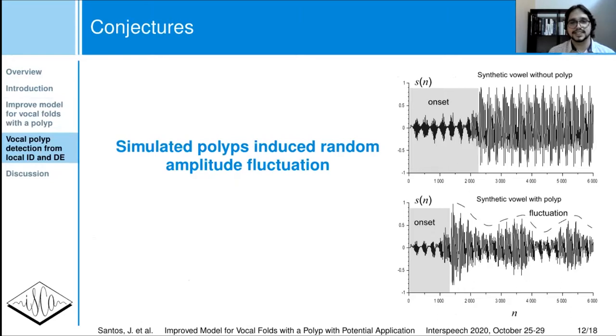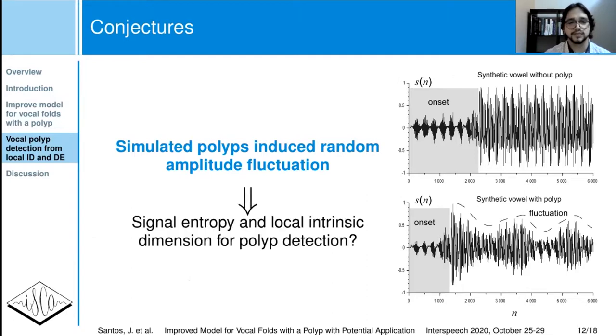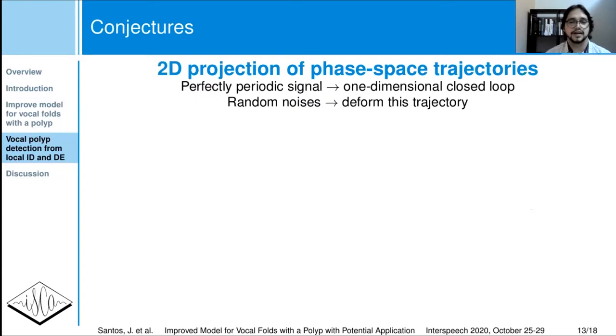So with the synthesized samples, we made some conjectures, and we could see that simulated polyps induced random amplitude fluctuation. As we can see in this figure, after the onset of voice, the vowels with polyp present a relevant fluctuation, and this is not observed in synthetic vowels without polyp. And this observation made us wonder, are entropy and local intrinsic dimension good measures for polyp detection?